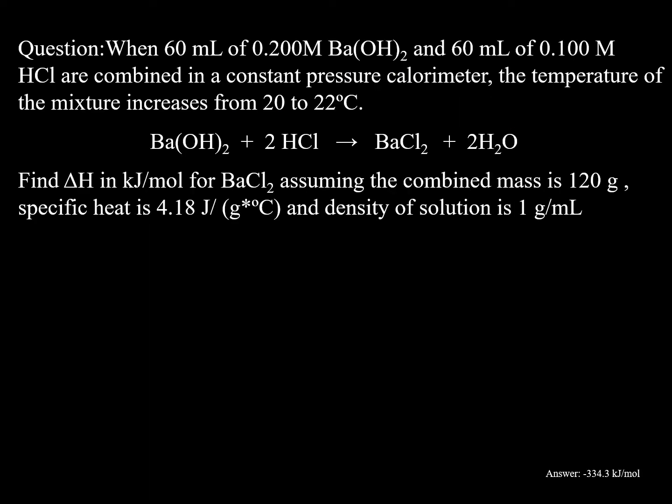Another question where we now use our limiting reactant concept. Question here is when 60 mL of 0.2 M barium hydroxide and 60 mL of hydrochloric acid are combined, a strong acid and a strong base, which is an exothermic reaction, which means delta H will be negative because heat is released when a strong acid and strong base come together. So we have the equation here. The first thing we should do is check if it's balanced. Yes, it's balanced. So let's find out the Q.